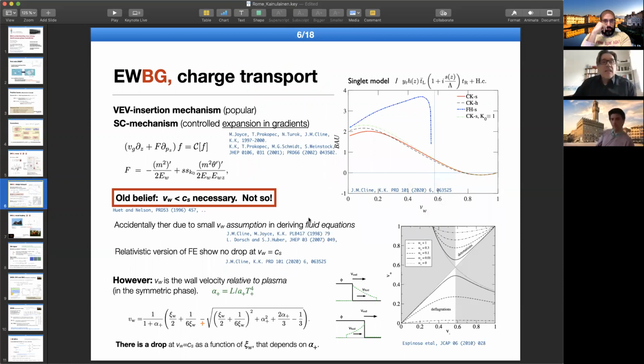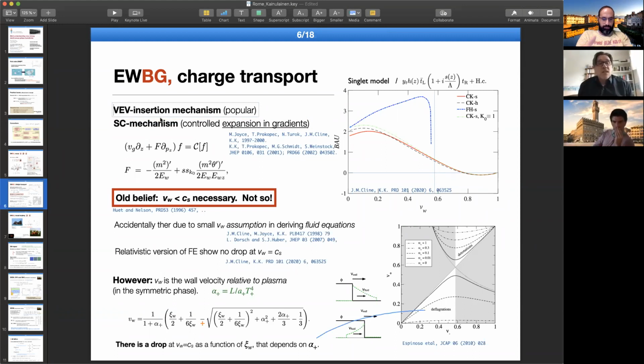There's a little bit of a busy slide. There are two different known mechanisms for quantitative computation of the electroweak charge transport and the baryon number asymmetry. First is called the VEV insertion mechanism, which is very popular and gives large numbers, presumably because it gives somewhat larger numbers.